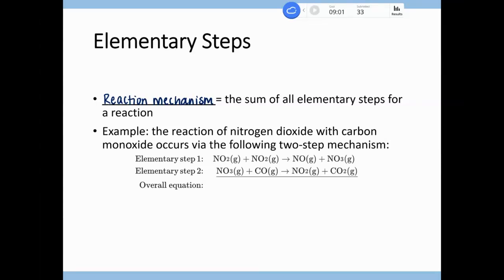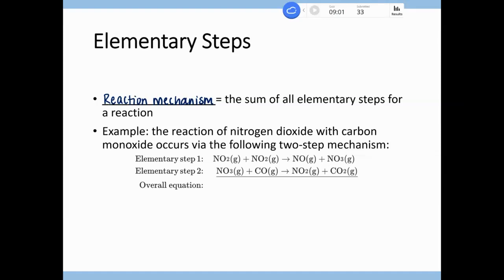This is a real reaction here. So this is nitrogen dioxide reacting with carbon monoxide. This occurs with 2 steps. The first step, 2 moles or 2 molecules of NO2 react together to form NO and NO3. That's the first step of this reaction without even using that second reactant. So that has to occur first.